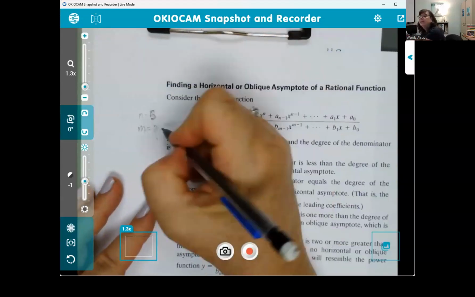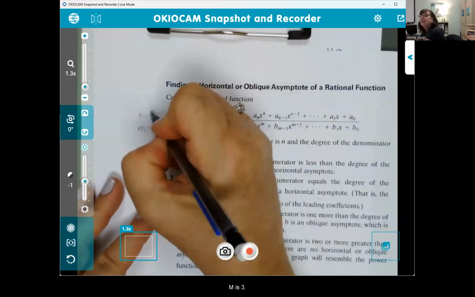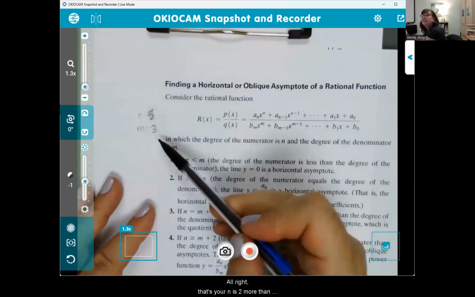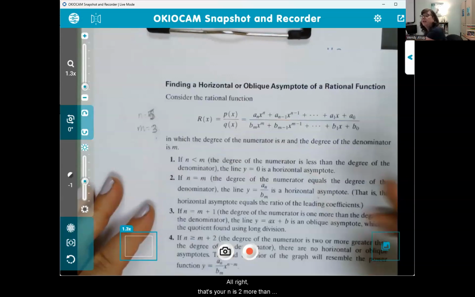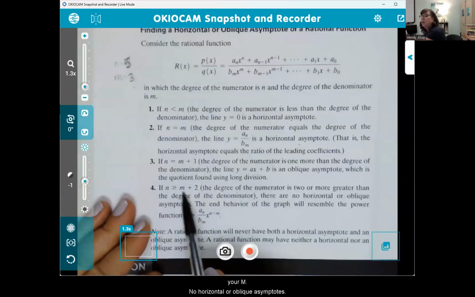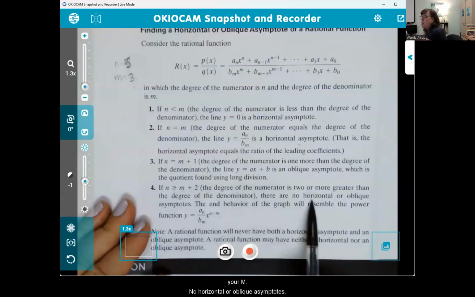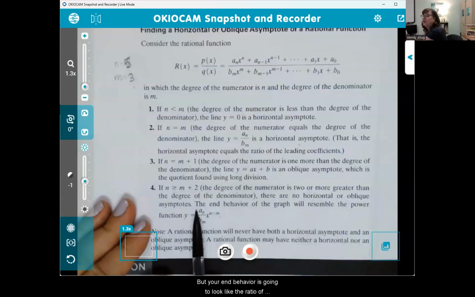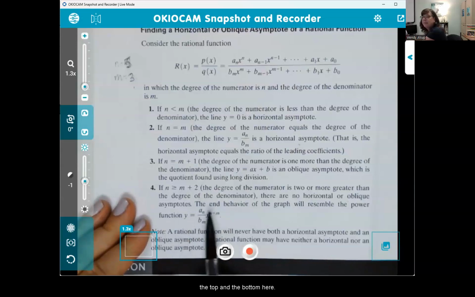N is 5. M is 3. That's your n being 2 more than your m. So if your n is 2 or more than your m, no horizontal or oblique asymptotes, but your end behavior is going to look like the ratio of the top and the bottom here.